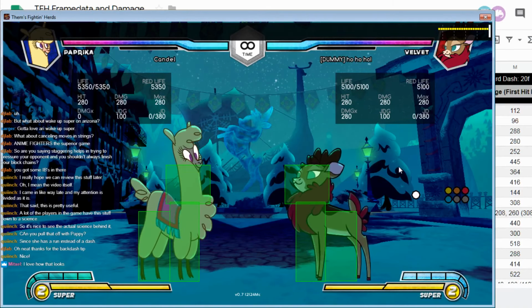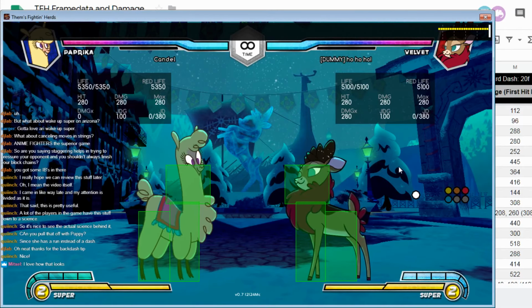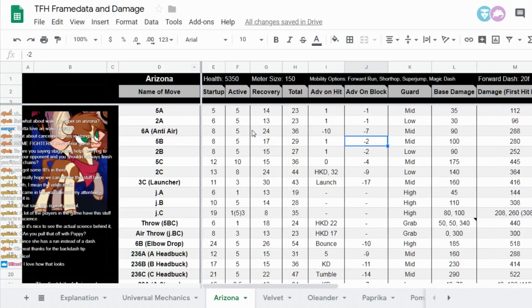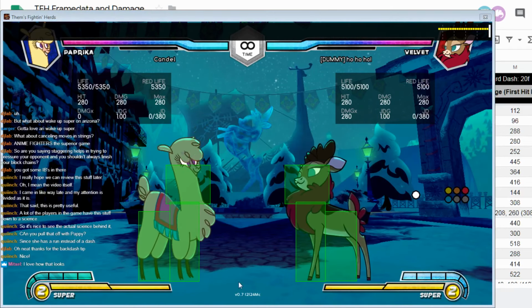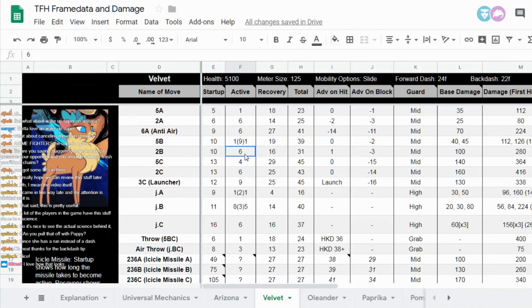See, the issue here is that I've accidentally demonstrated what I was going to explain next, is that sometimes some moves, because moves have 5 active frames, the 9 frames of backdash invuln will cover them if they're done quickly. But if the opponent does a delayed normal, a normal that reaches far, and a normal that has a lot of active frames, for instance, 2B, the normal that we're looking at here with Velvet, has 6 active frames, and it goes like a pretty decent distance.